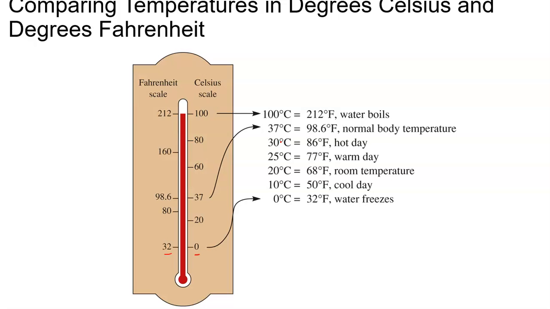A hot day might be 30 Celsius. Your normal body temperature is about 37 degrees centigrade, and water boils at 100. Right, and then obviously there are negatives for both of them. If you go below 32 degrees Fahrenheit, then you're going to have negative degrees Celsius, and of course you can go below 0 in terms of Fahrenheit as well. All right, and that's the end of this section.